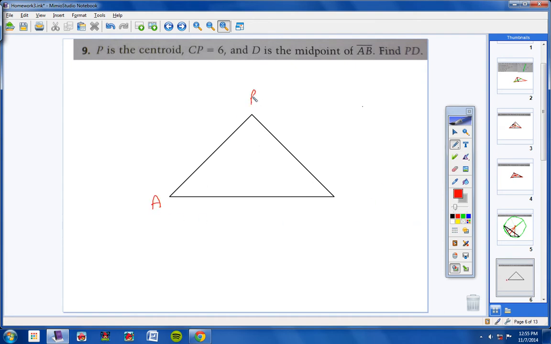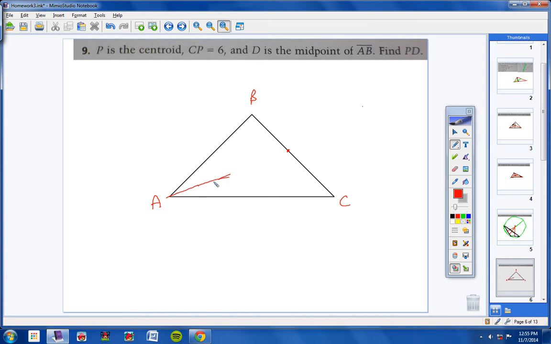And why did I draw triangle ABC? The directions say, use the given information about triangle ABC. So here we go. P is the centroid. Okay, what is a centroid, guys? A centroid is the intersection point of the medians. Let's draw some medians. Okay, here's a midpoint.